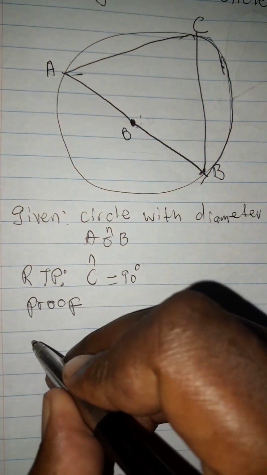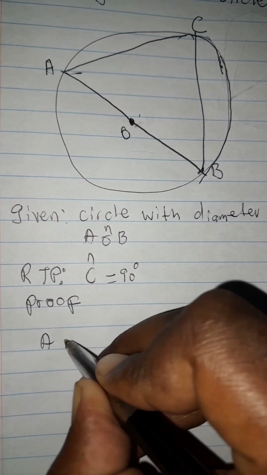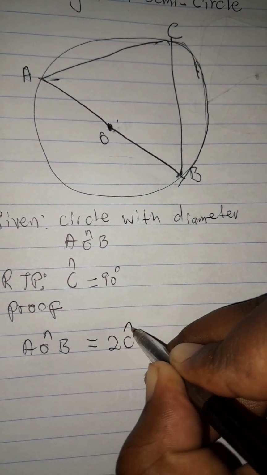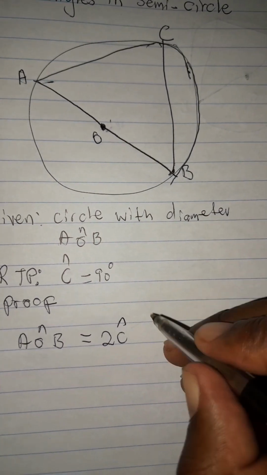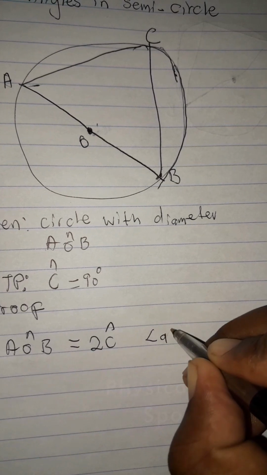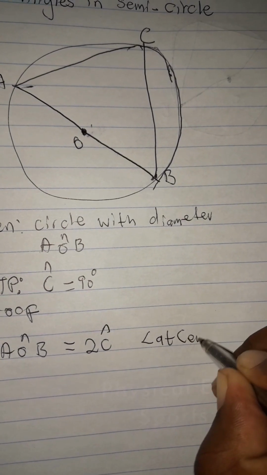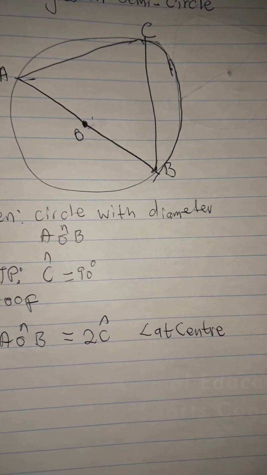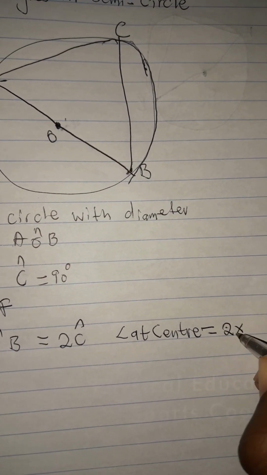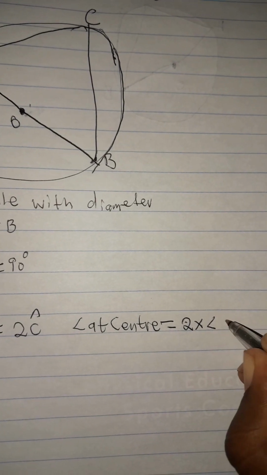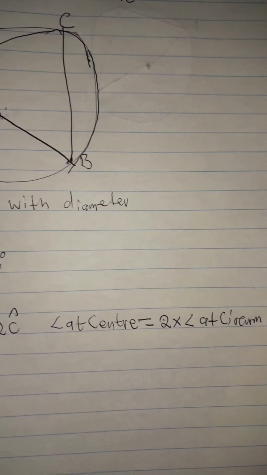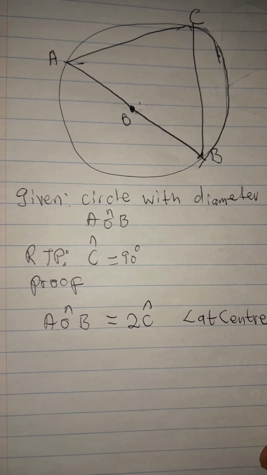When you prove that, we can see that angle AOB is twice angle C. We know the reason: angle at the center is twice the angle at the circumference. So this will be the reason. Angle at the center is twice the angle at the circumference.